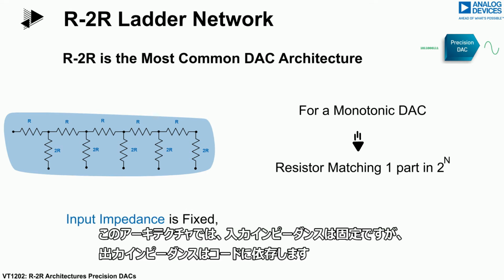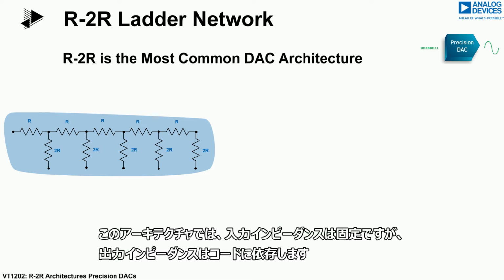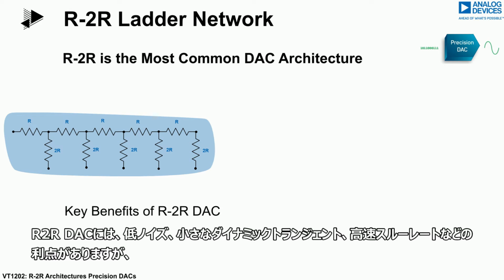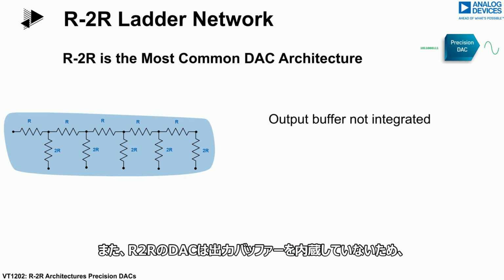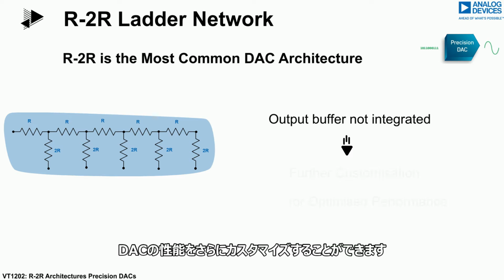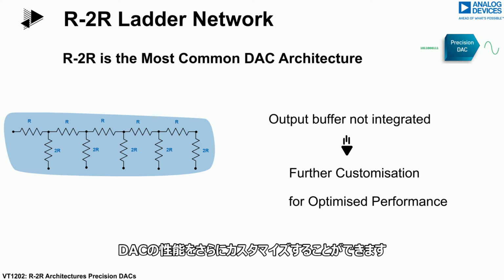This architecture offers fixed input impedance. However, the output impedance is code-dependent. The benefits associated with an R-2R DAC include low noise, small dynamic transients, and fast slew rates. However, these benefits come at the expense of high power and low channel density. Also, R-2R DACs do not integrate an output buffer, which offers further customization of the DAC's performance.